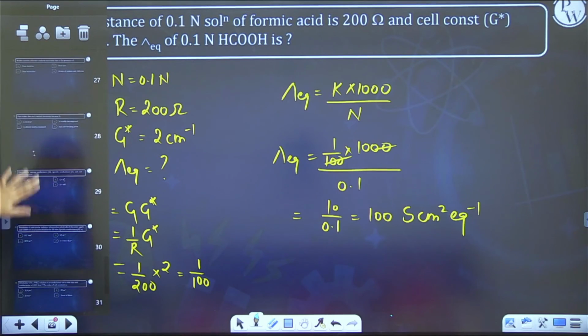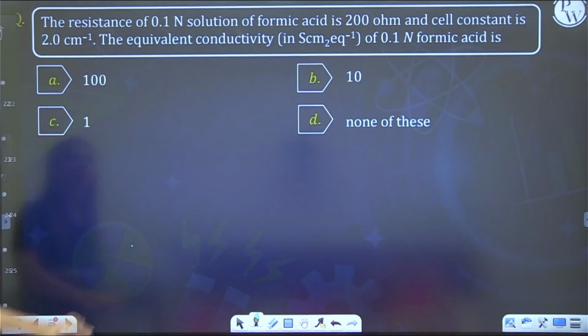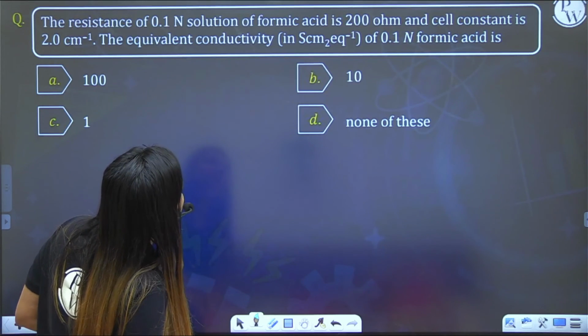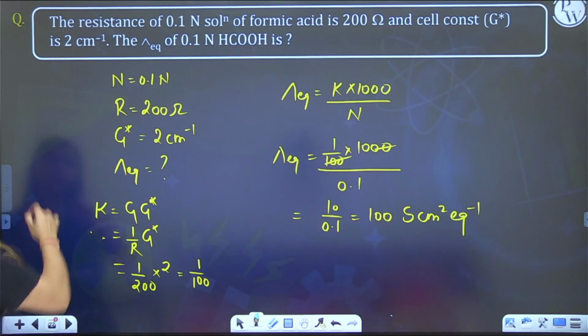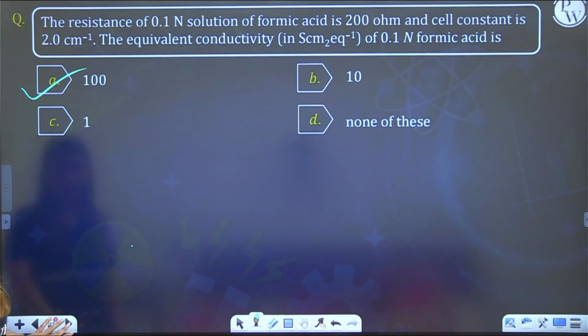Let's solve a few more questions, my dear students. I'll give you a few as your homework as well. So here is the question. The resistance of 0.1 normal solution of formic acid is, okay, we've done this question. We've just done this question. This was equal to 100. So we just calculated it. Option A is your correct answer. Right? Yes, perfect. Let's move forward to the next question.